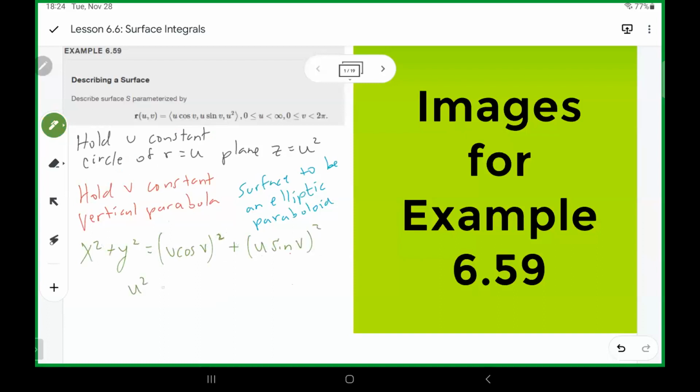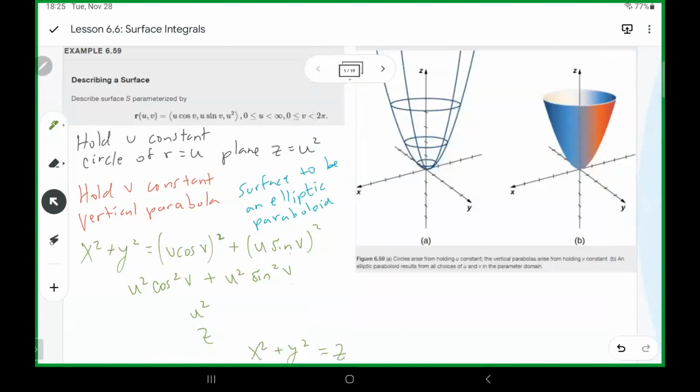So that means we have u squared cosine squared v plus u squared sine squared v. So that's just u squared, which is z. So therefore, the surface of the elliptic paraboloid is x squared plus y squared equals z. And we will show you the picture. There you go.